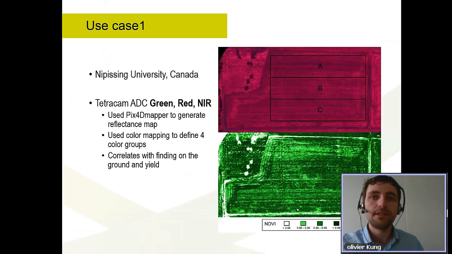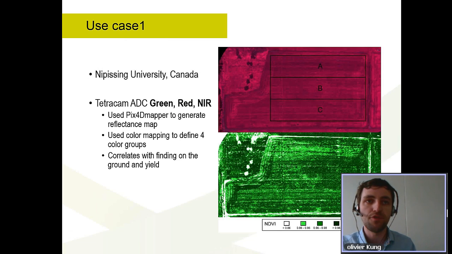Okay, let's talk now about 2 different use cases which were reported by our Pix4D Mapper users. One is from clients at Nipissing University, Canada, which used a Tetracam ADC, which has green, red, and near-infrared channels in one single camera. So to compute the NDVI map, you can basically take the third channel and subtract the first channel and do the math there. So you have everything you need in one single camera. They used the tools provided by Tetracam to correctly adjust for the characterization of the camera and for the sensor.